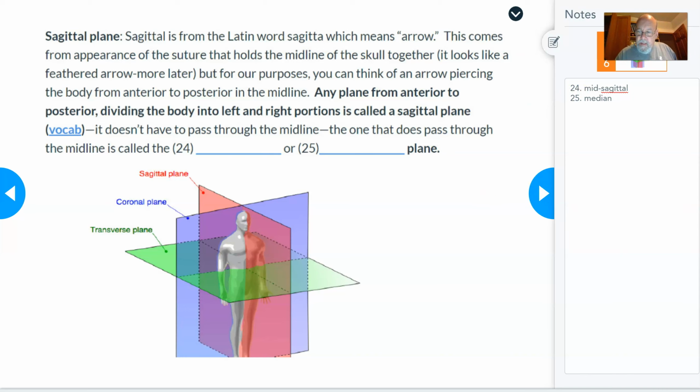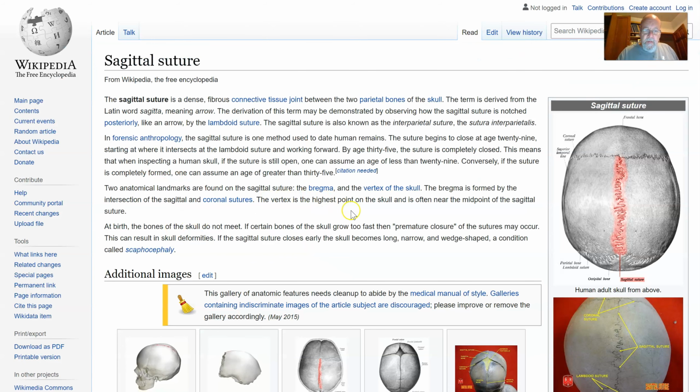I just want to show you where this got its name. Right here is the skull, and here's the frontal bone, or the front of the skull, and right here in the midline we've got what is called a suture, a place where the bone is irregular and interlocks with each other from either side. You'll notice that down here it looks like the fletchings of an arrow, so the early anatomists called this the sagittal suture, and that's where the sagittal plane got its name.